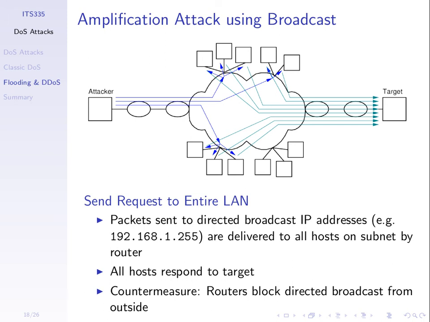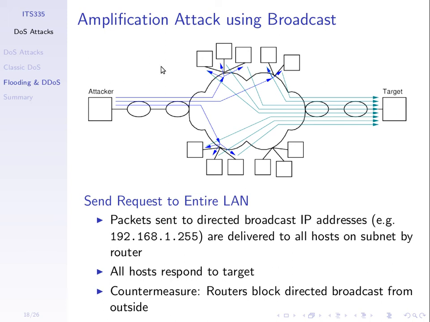Broadcast on a LAN means I send one packet and the router or the switch on that LAN delivers a copy of that one packet to everyone on the LAN. So the idea of broadcast, and we're talking about broadcast within a LAN only, is that you can send one packet, but the switch will send a copy to everyone on the LAN. So if the attacker can take advantage of that, they can greatly increase the number of computers receiving that request. That's what's shown in this picture.